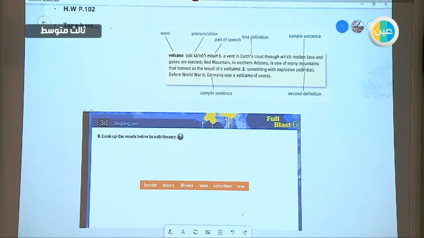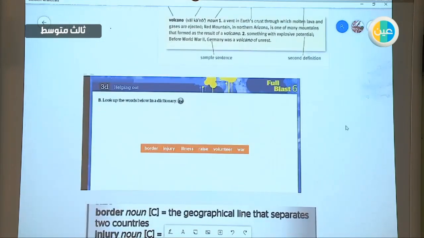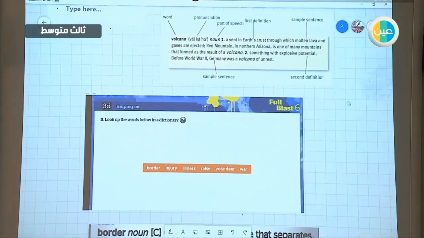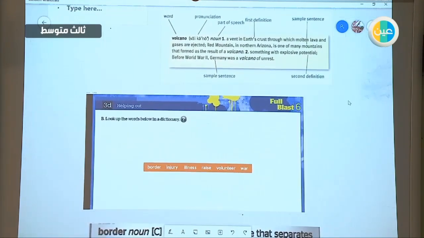Now, as I said before, you can use an ordinary dictionary or you can use an online dictionary. You're going to find it on, for example, the Oxford dictionary website or the Longman dictionary or many other dictionaries. Now we have border, injury, illness, raise, volunteer, and war. Those 6 words, we're going to look them up in a dictionary.